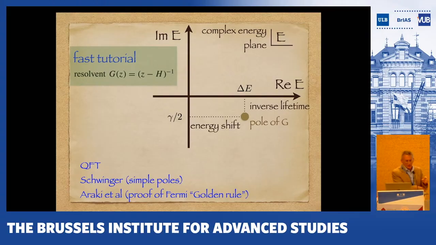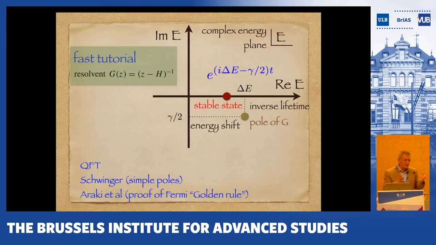Now, in general, if you look at the pole of G, the resolvent, the pole is an energy shift. This is called the Lamb shift. And then there is an inverse lifetime. So you see the inverse lifetime, gamma, is proportional to the distance of the pole from the real axis. Gamma is what gives you the exponential decay, and delta E is just the Lamb shift. If the pole is on the real axis, it does not decay. The system does not decay anymore, because the lifetime becomes infinite.